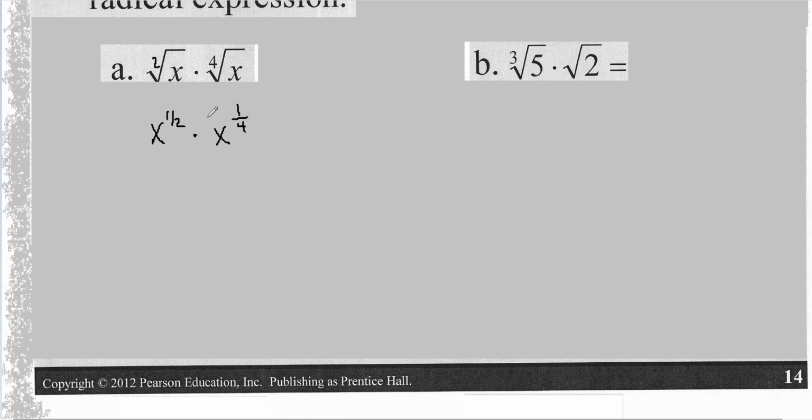Multiplying these together, I add 1/2 plus 1/4. So that would be x to the 3 over 4, right? I'm taking the shortcut. 0.50 plus 0.25 is 0.75. In fraction form, it's 3/4. Now if I write this in radical expression, it's going to be the 4th root of x cubed. Okay, and I believe that's satisfactory there.